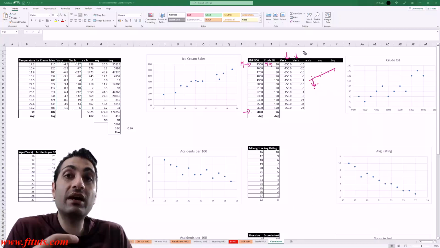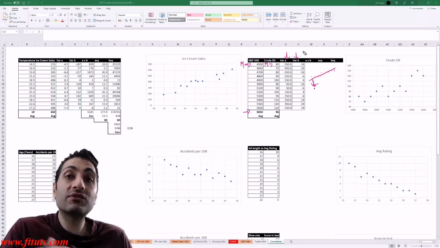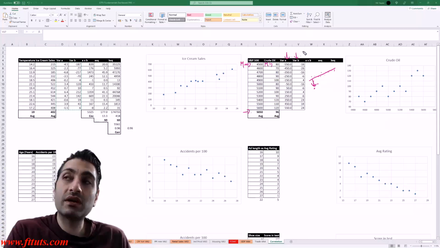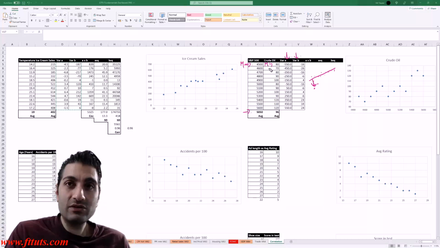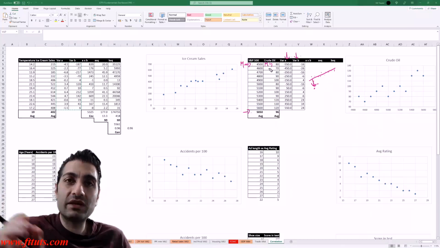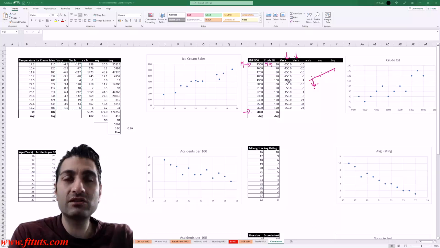How much did they vary? Did they vary by the same amount from their respective means? If they did, great, I got a relationship. Okay, and it works both ways. Obviously, if one was negative, one was positive, then we have a relationship as well, but a negative relationship, inverse relationship. Here you can clearly see straight away it's a positive relationship.